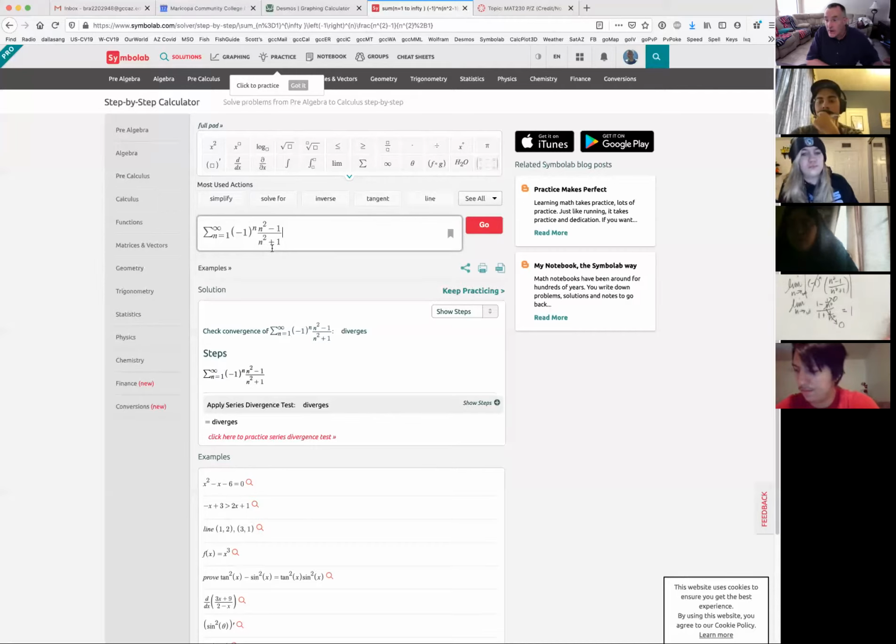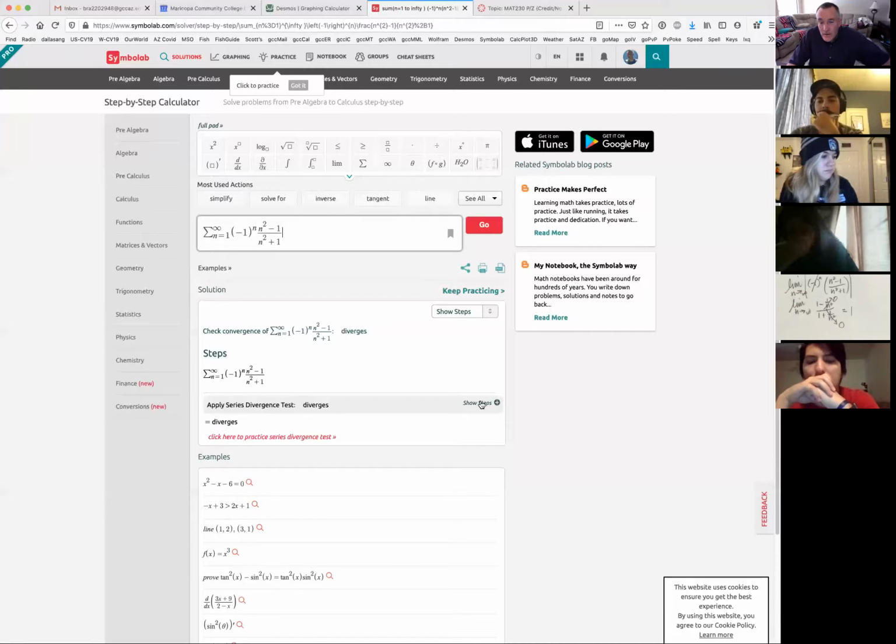Where are my terms going? My terms are going to 1. Well, what if I add up infinitely many 1s? That's bad news. It's getting bigger, it diverges. That's called the divergence test. In our book, we called it the simple divergence test.